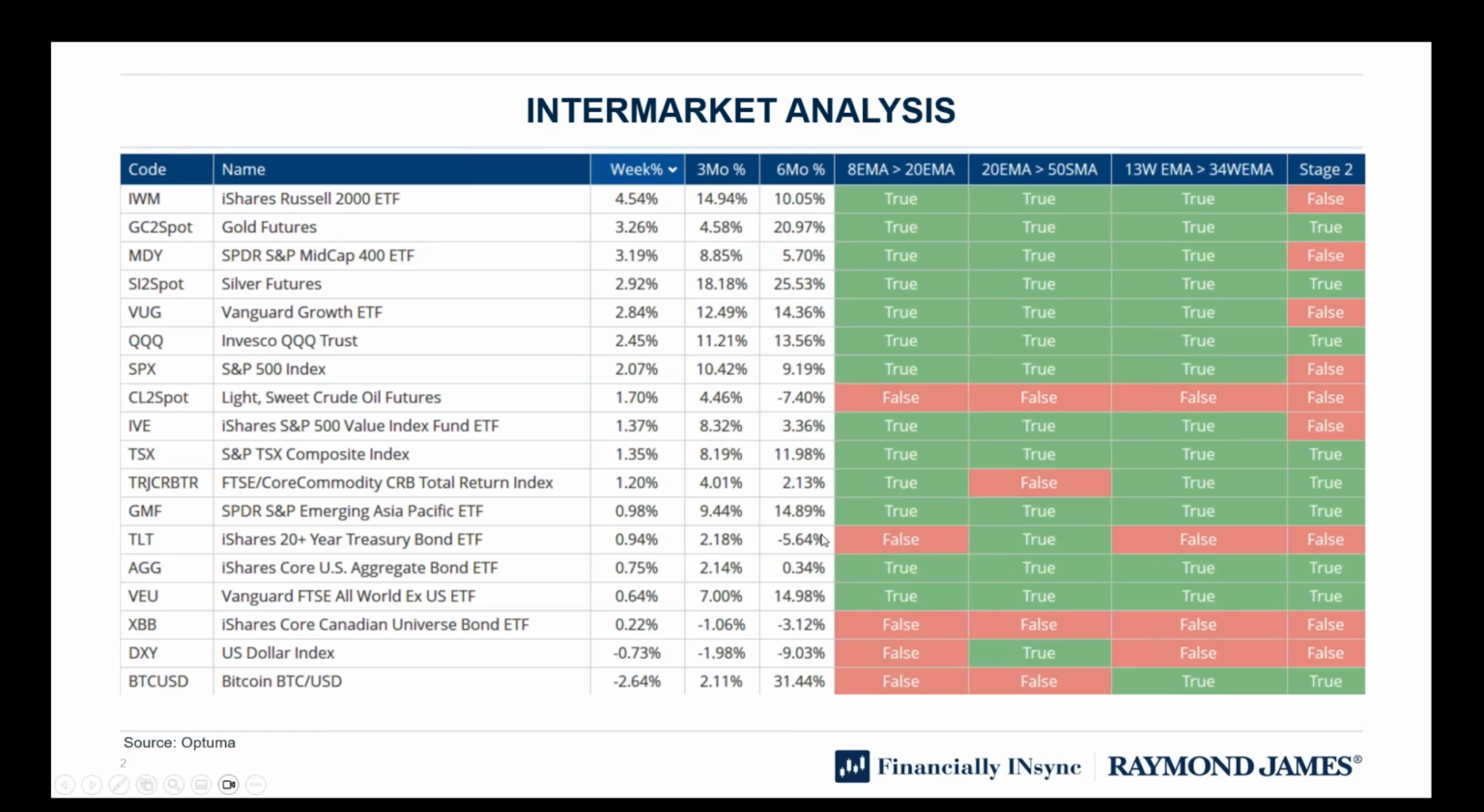Just a reminder, pause your video player at any time if you want to dig into some of the detail. Sometimes I show a lot on these charts, and I'd like it to be useful and insightful.